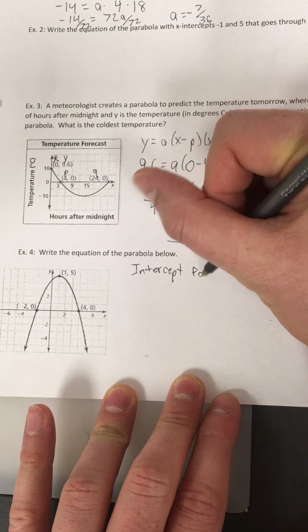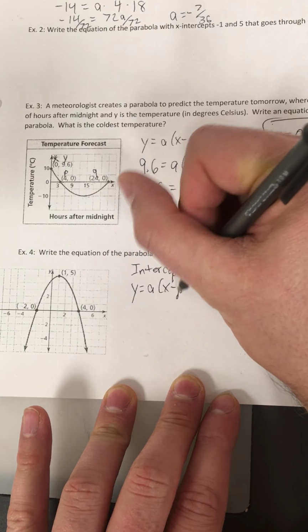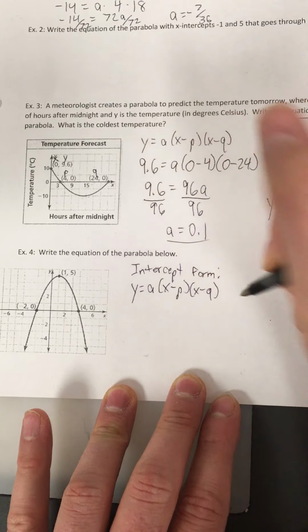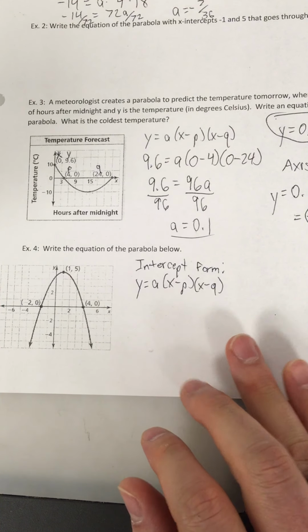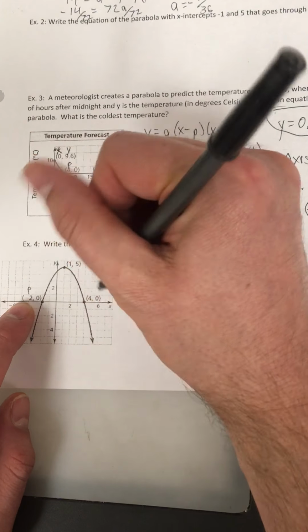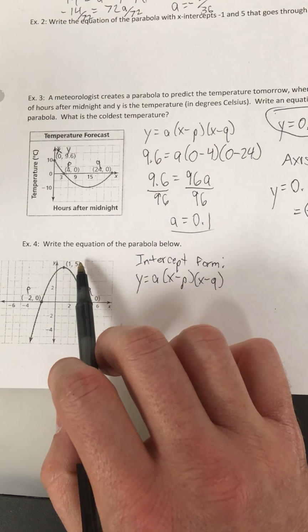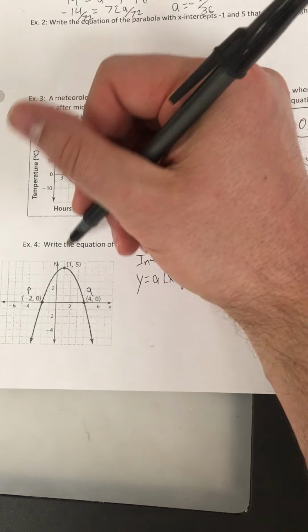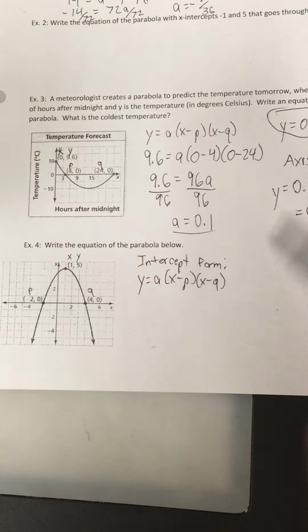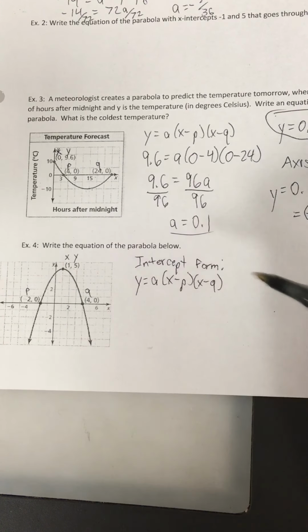So intercept form, my formula would be y equals a (x minus p)(x minus q). Which numbers would be p and q? It'd be the x-intercepts, -2, +4. So I'd use that as p, that as q, and then I wouldn't use the zeros. I'd use this other point as x and y. Doesn't matter whether it's the vertex or not. I don't need the vertex for intercept form, but I just need some other point on the graph. So I would plug those in.